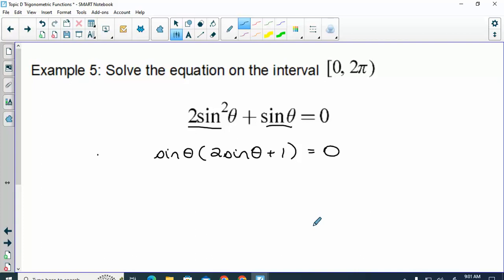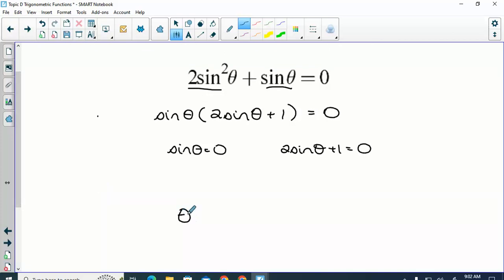Now we're actually pretty lucky here. We don't even have to use any of our fancy formulas because what we have is two things multiplied that equal 0. So just like anytime we factor and solve a quadratic or anything, we factor it and then we set each of those things to 0. So either sine theta equals 0 or 2 sine theta plus 1 equals 0.